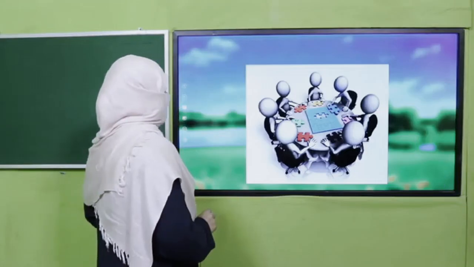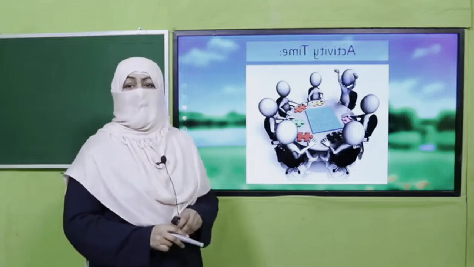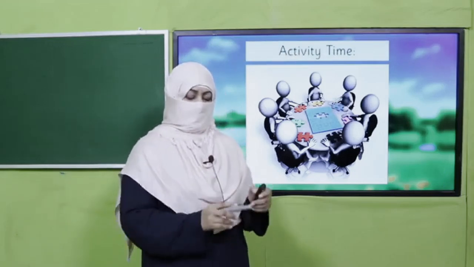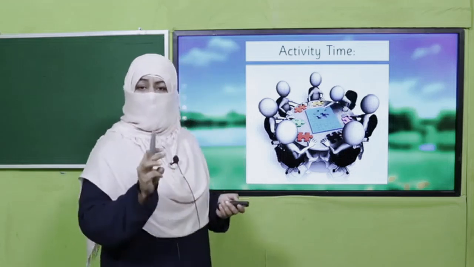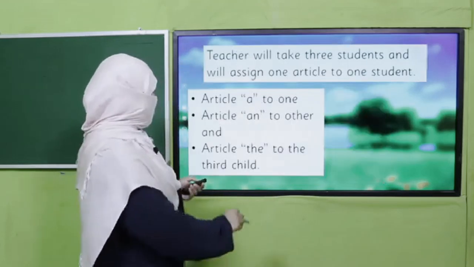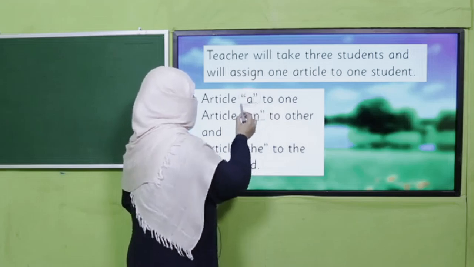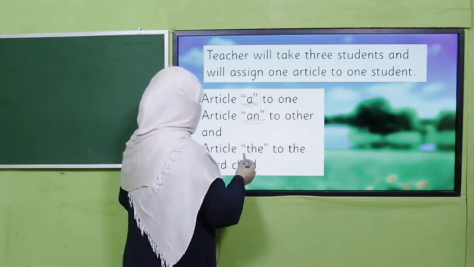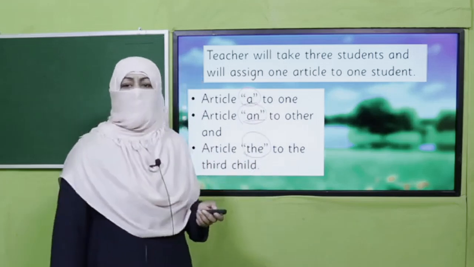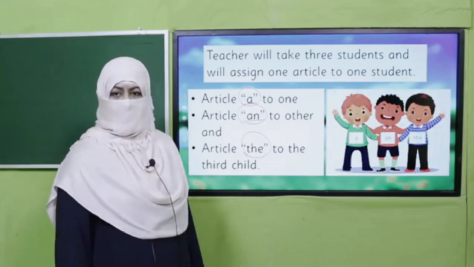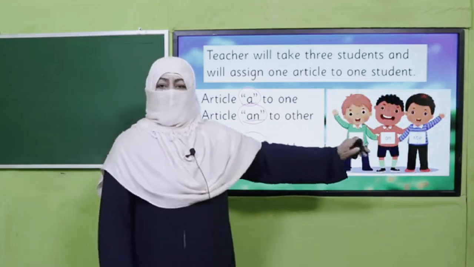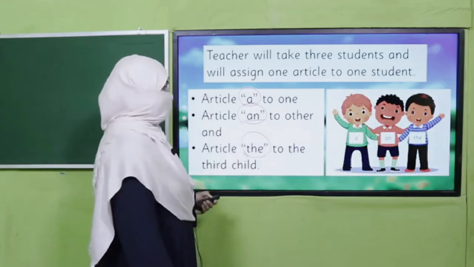All right. So here is an activity. We have learned the use of a, an and the. Teacher, what you will do, you will take 3 students and you will assign one article to each child. Article a will be given to one, an will be given to another, and the will be given to the third one, like this. Okay? A, an and the.